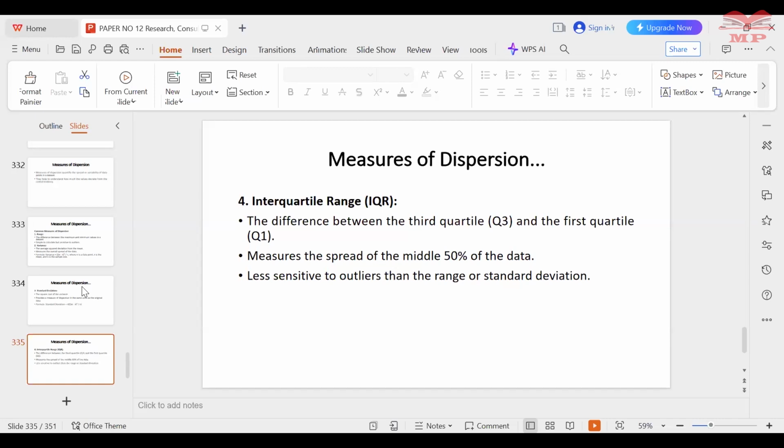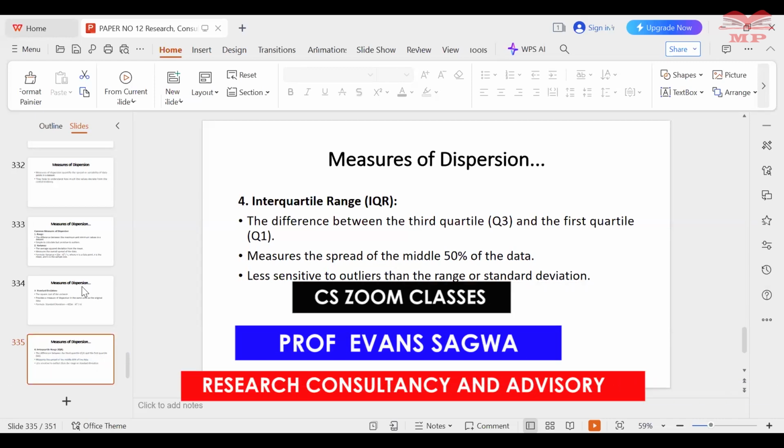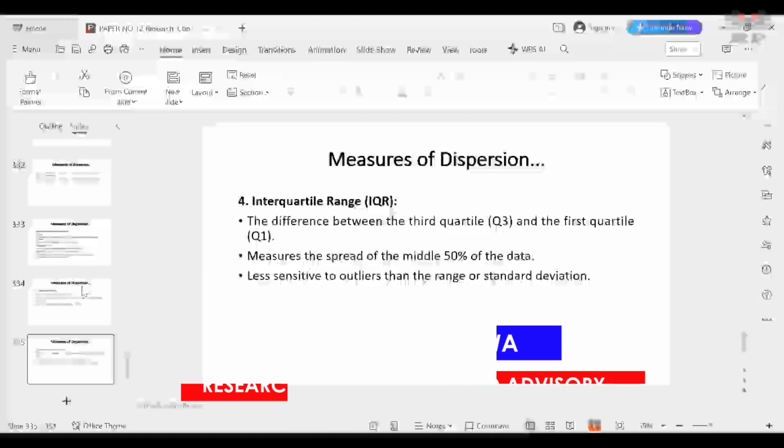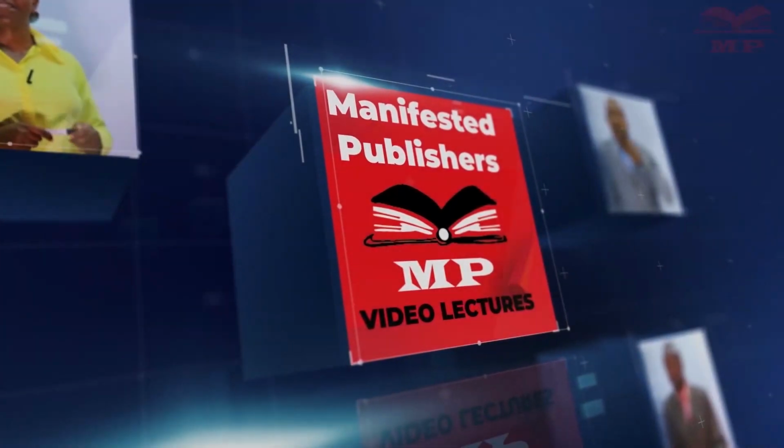So the interquartile range, IQR, is the difference between the third quartile, Q3, and the first quartile, Q1. It measures the range of the middle 50% of the data. It is less sensitive to outliers than the range or standard deviation.